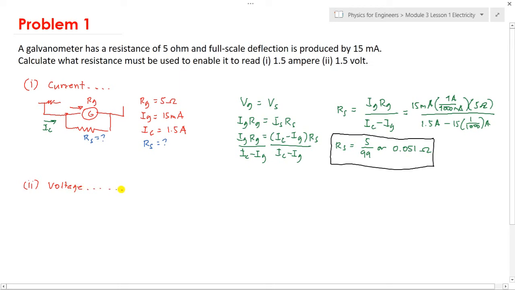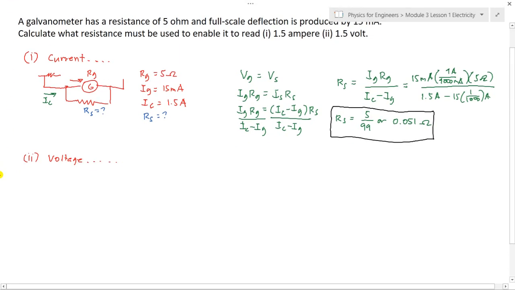Okay, voltage reading naman. Kung saan po ikinahanglan nga resistor. So for voltage, ang arrangement niya is from the circuit, then galvanometer, and then resistor, the shunt. Okay, so we have here RG, then this is RS.